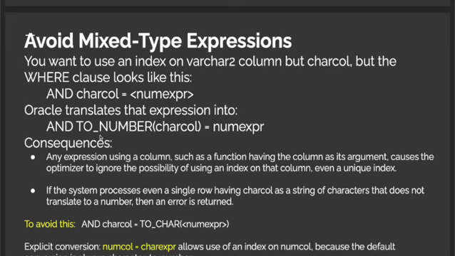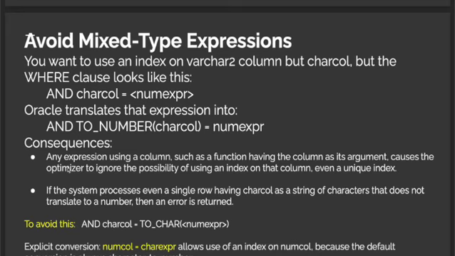This has the following consequences. Any expression using a column, such as a function having the column as its argument, causes the optimizer to ignore the possibility of using an index on that column, even a unique index. If the system processes even a single row having a char column as a string of characters that does not translate to a number, then an error is returned.